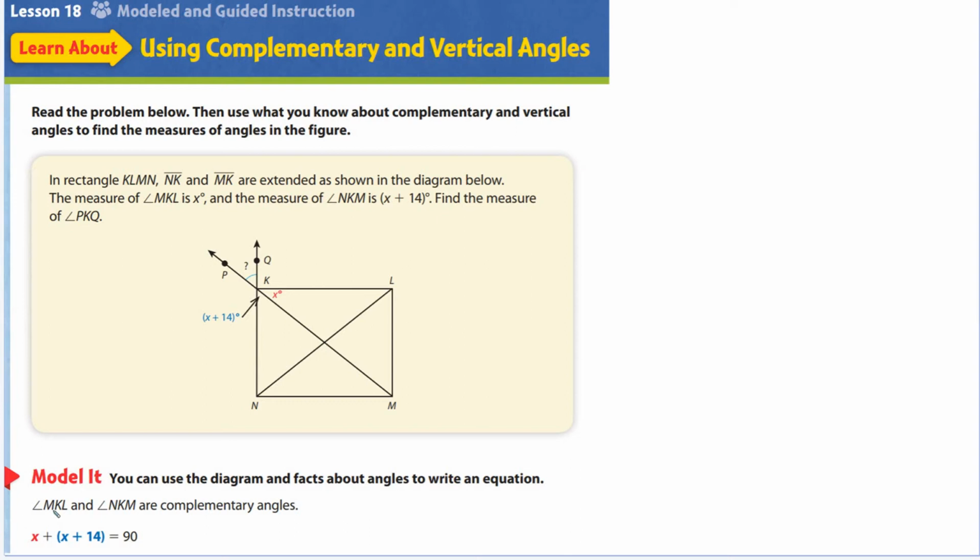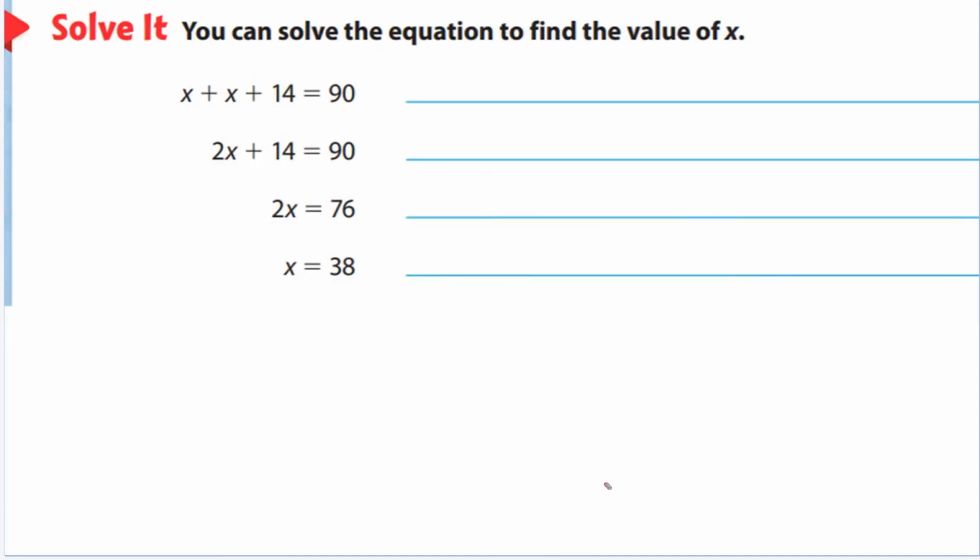We know that angle MKL, this one, and angle NKM, this one, are complementary angles. Remember what complementary is: two angles that add up to 90 degrees. So look what they did. They did the X plus the X plus 14 combined, they would equal 90. You can solve the equation to find the value of X.